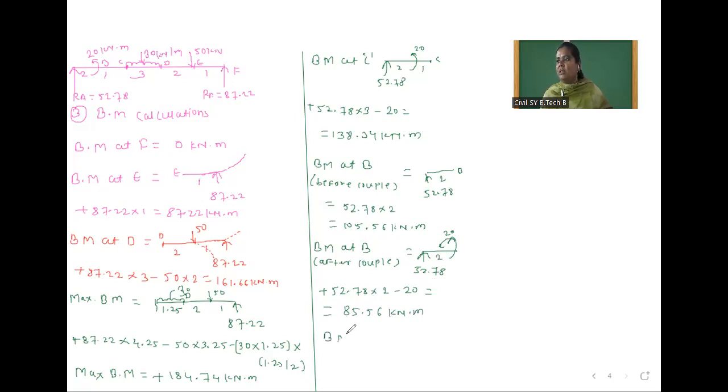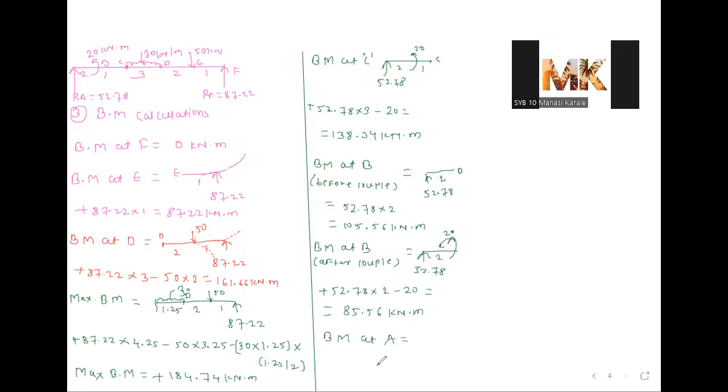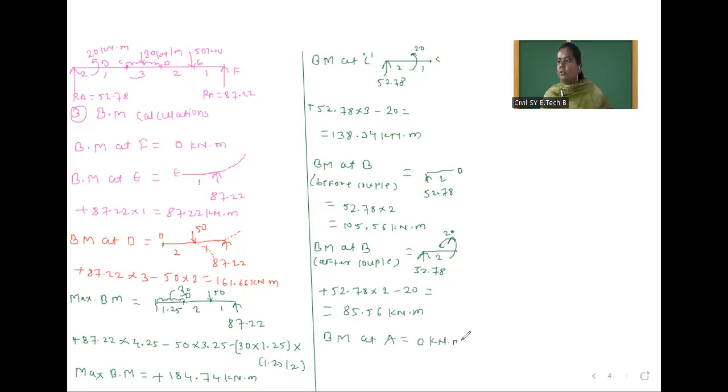Last point is remaining. Bending moment at A. How much bending moment at A? Definitely 0, because force is there, but perpendicular distance is 0. So 0 kilonewton meter.